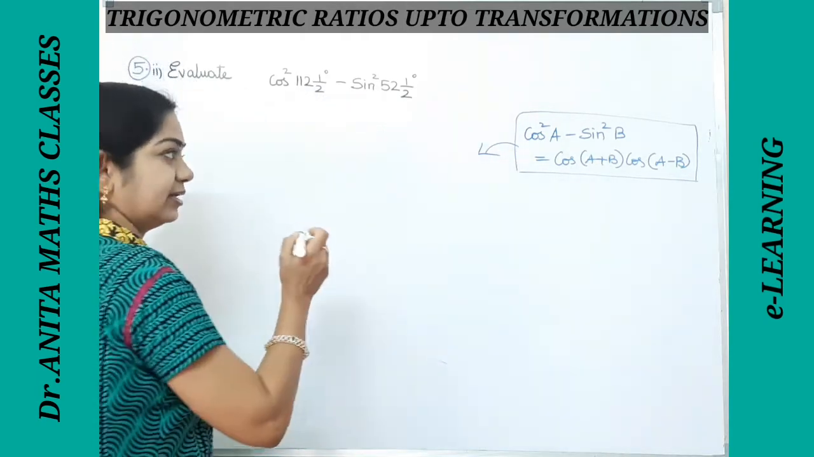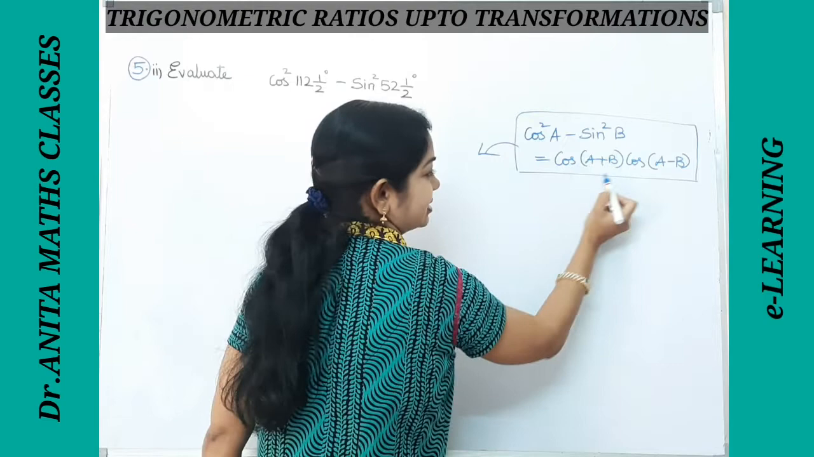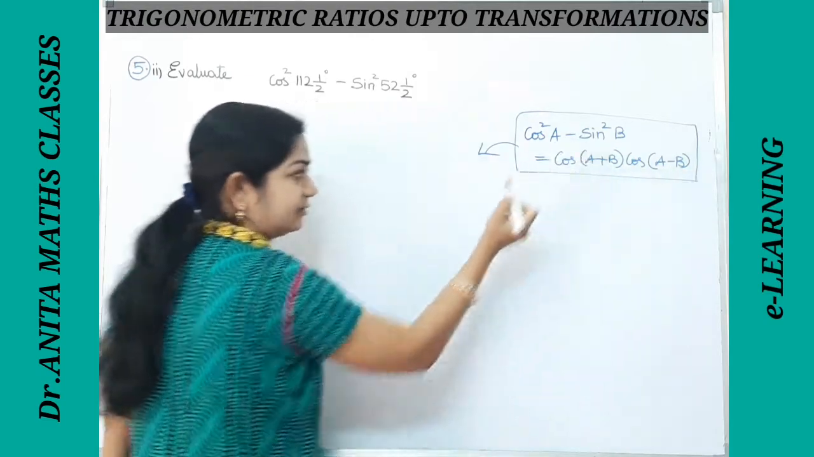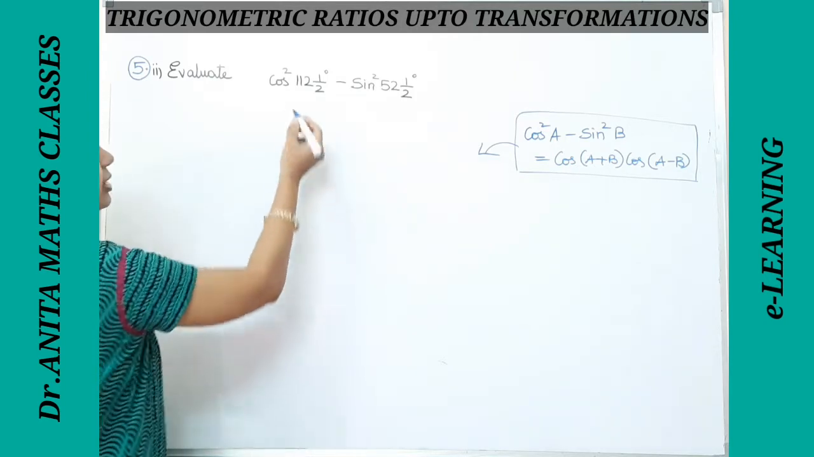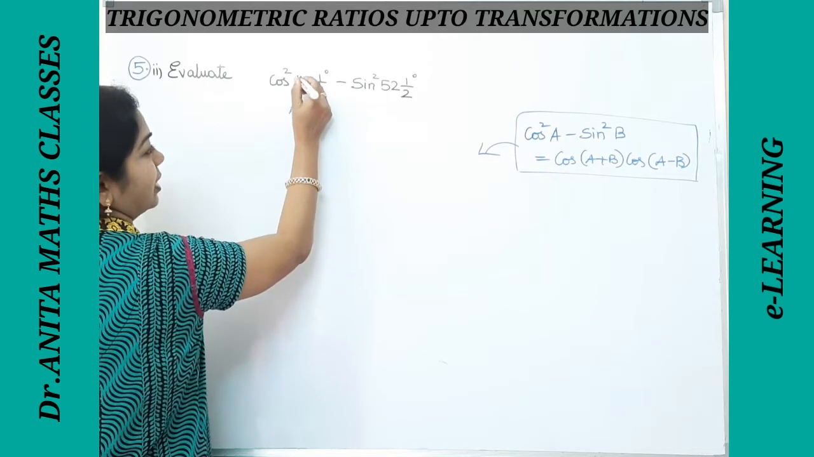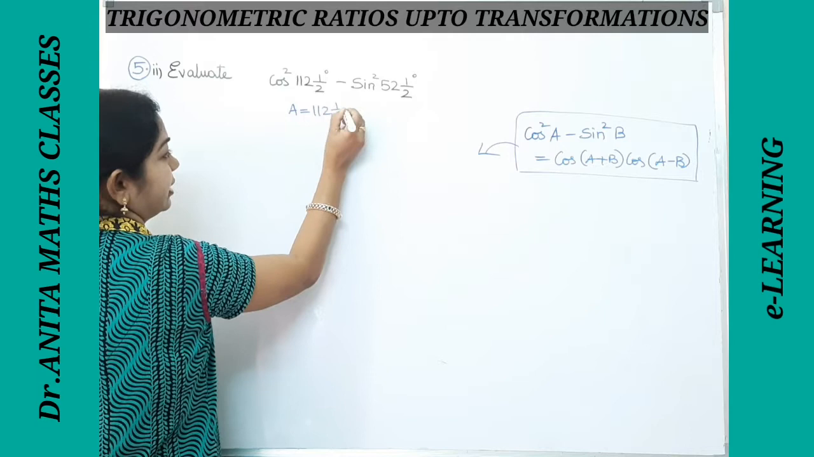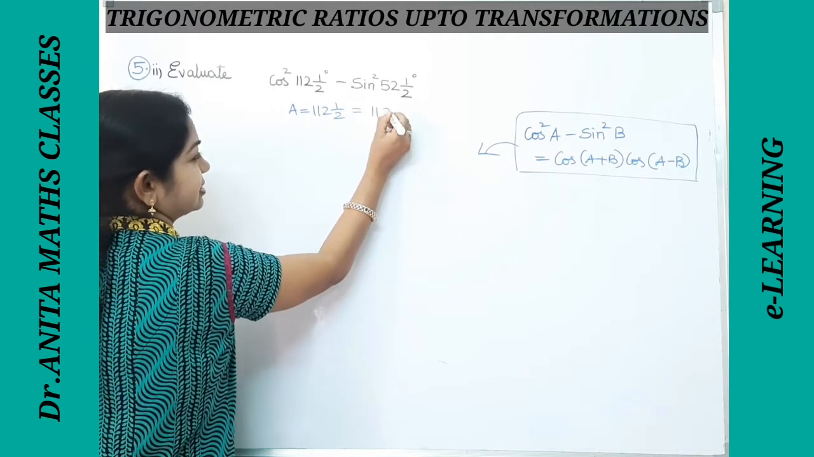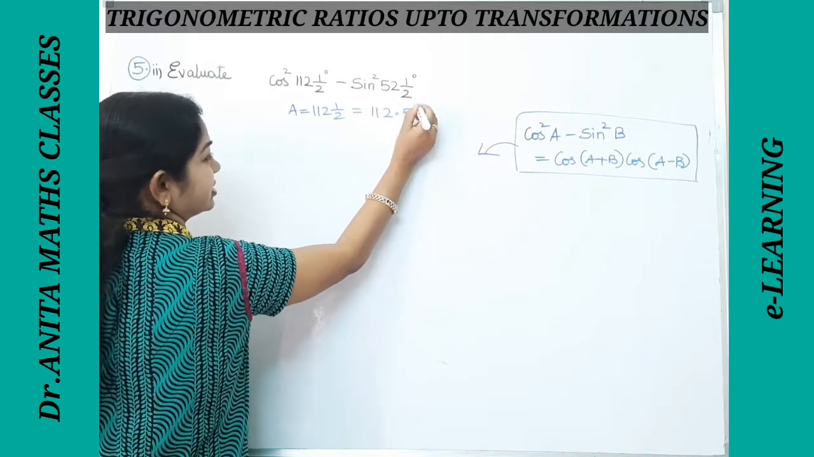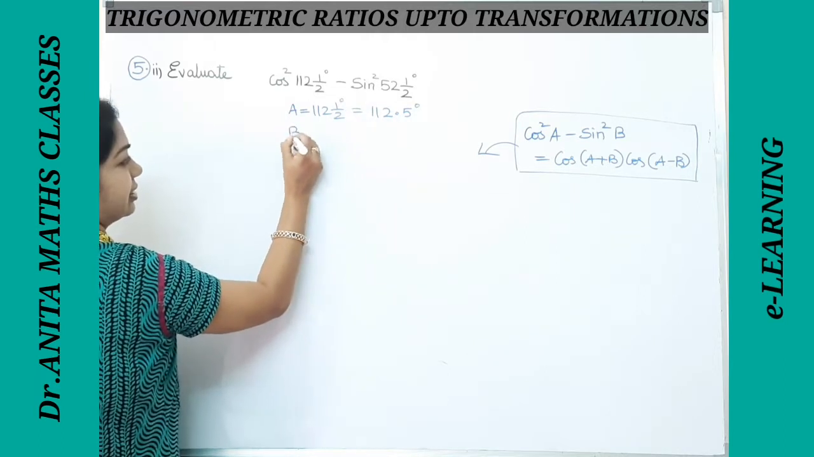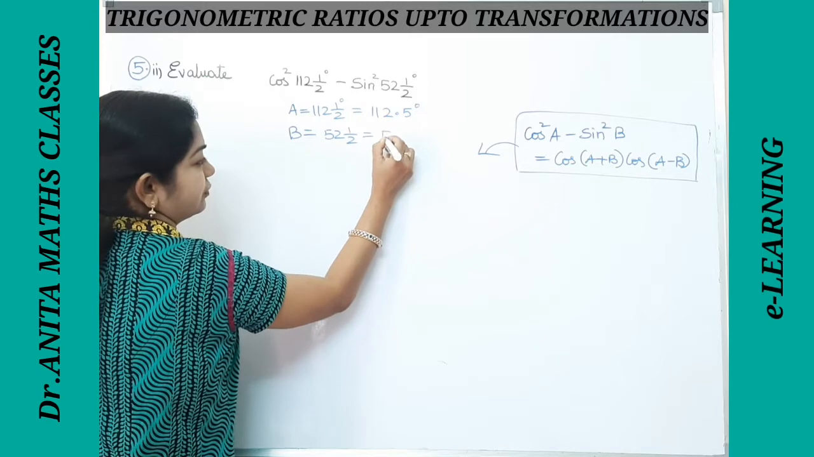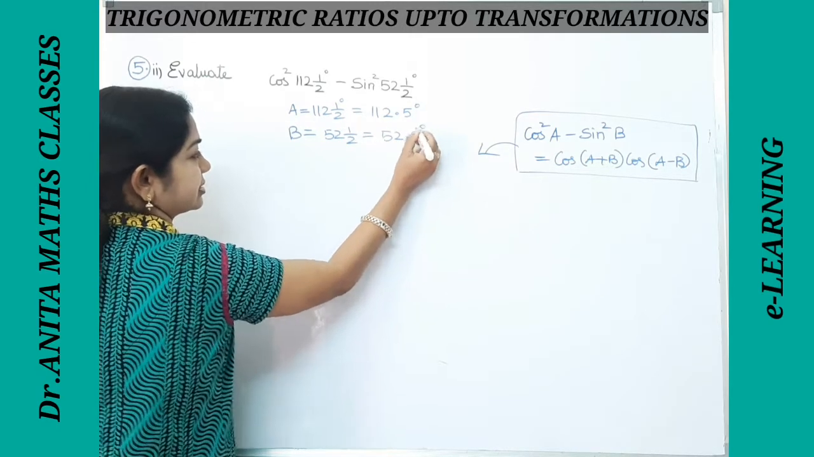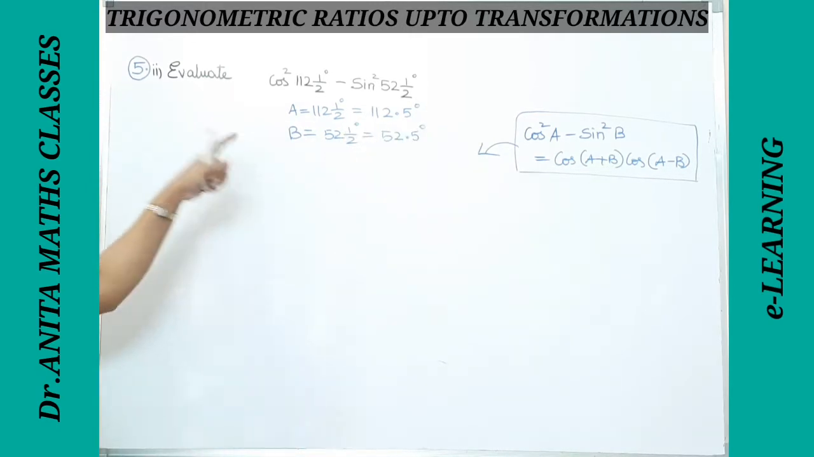Okay, in that case we have sin square a minus sin square b, that is sin of a plus b, sin of a minus b. Here we have cos a plus b, cos a minus b, multiplication. Now let me take a value as 112 and a half. If I write it in decimals, 112.5 degrees. Okay, so let us take decimals, it will be simpler for us to calculate. So 52.5 degrees, right? That is the b value.